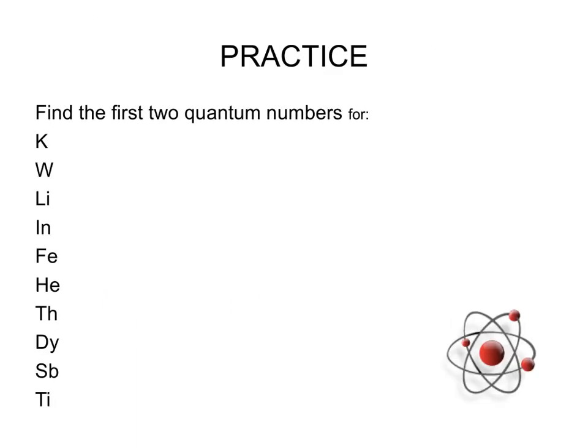Here's some practice. I've given you 10 elements across the periodic table. I would like you to find the first 2 quantum numbers for these 10 elements, and I would like you to do them in your notes. We will finish learning the rest of the quantum numbers in the next class. We'll have a second screencast that will lead us through the rest of it, and then we'll put it all together.